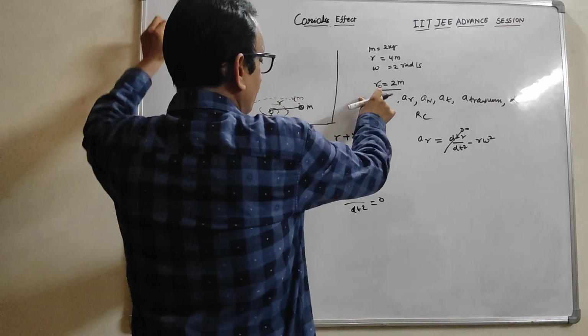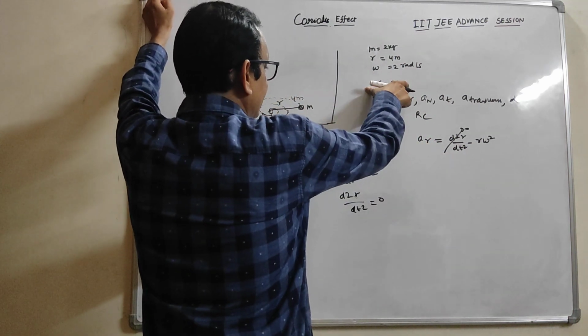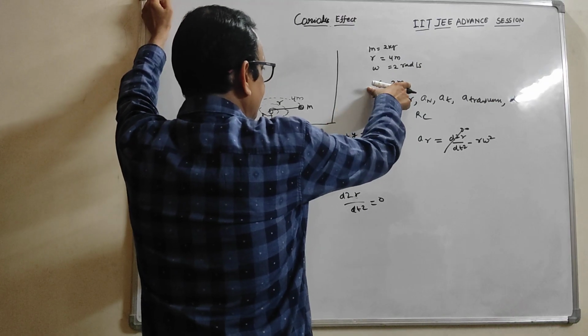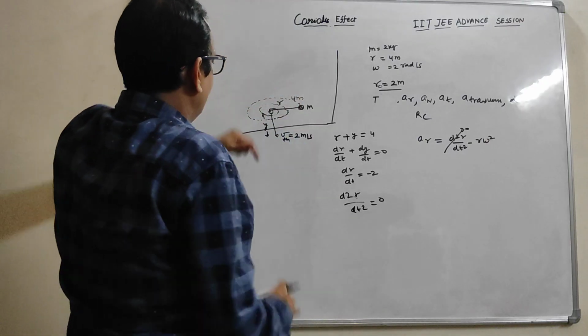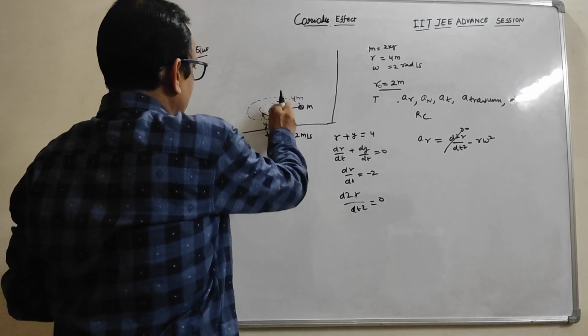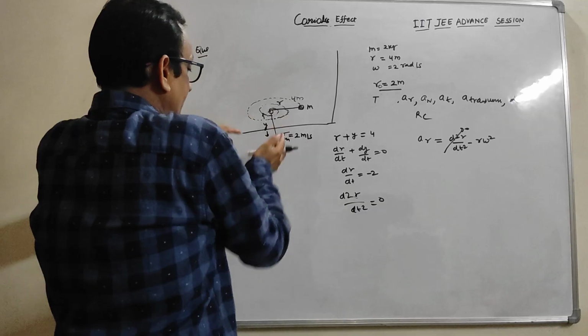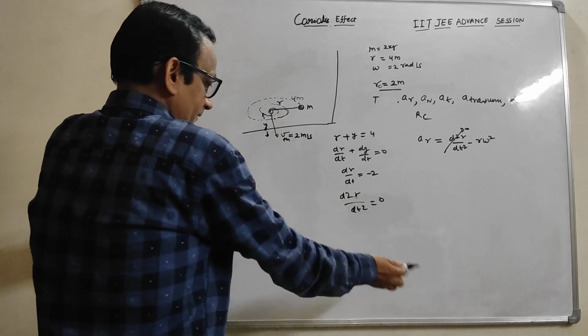Now we have to calculate the radial acceleration at that particular situation when the string length is 2 meter. Initially the string length is 4 meter, when the string is pulled down through the hole made in the platform.